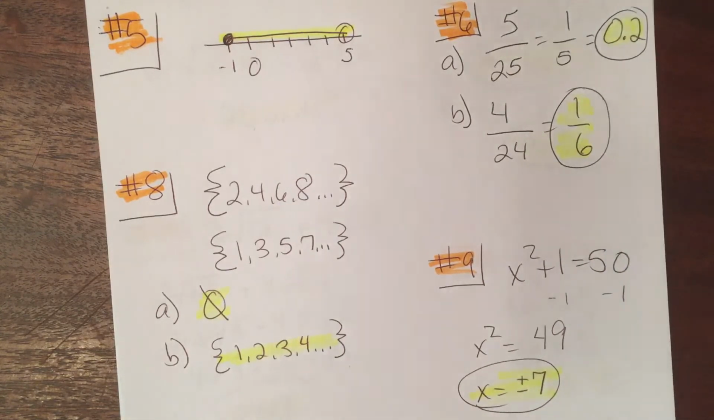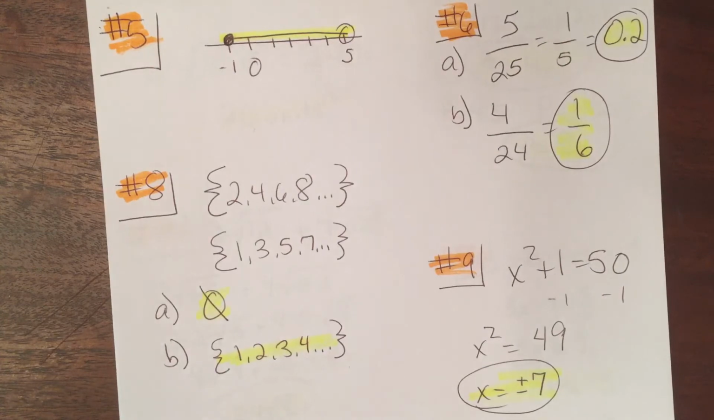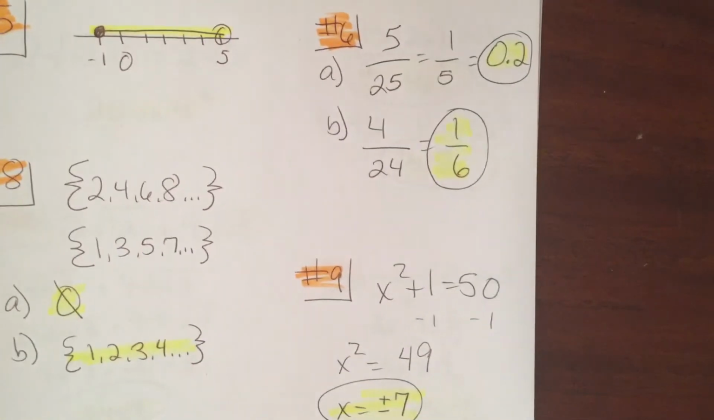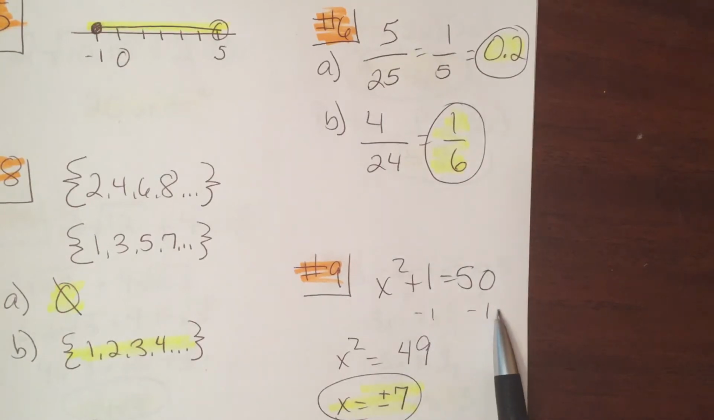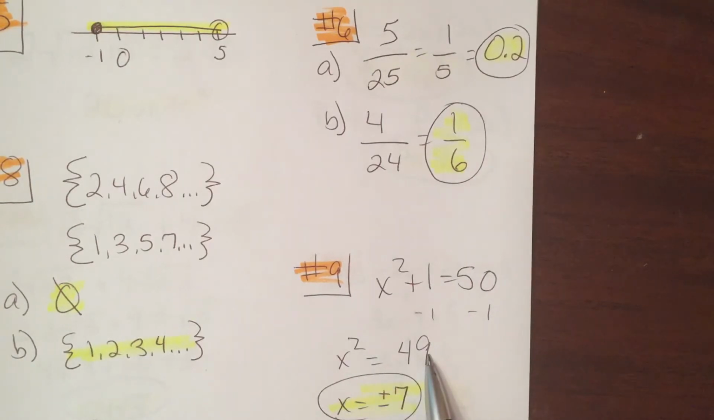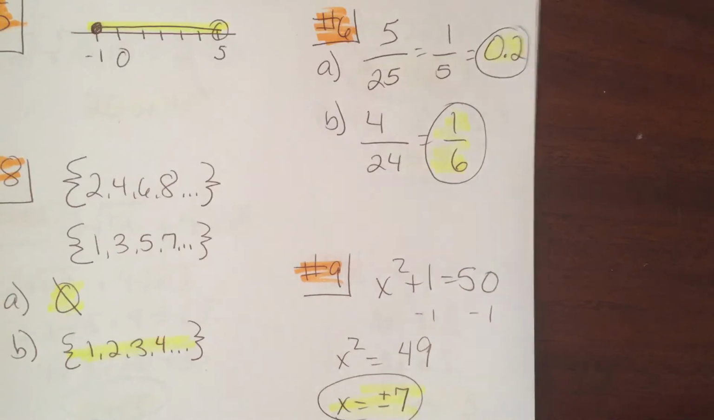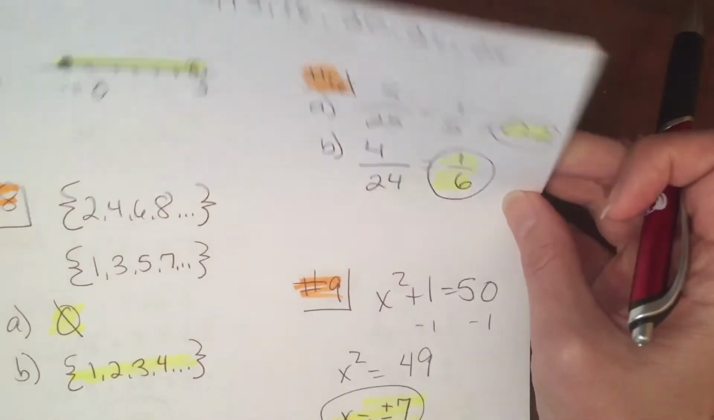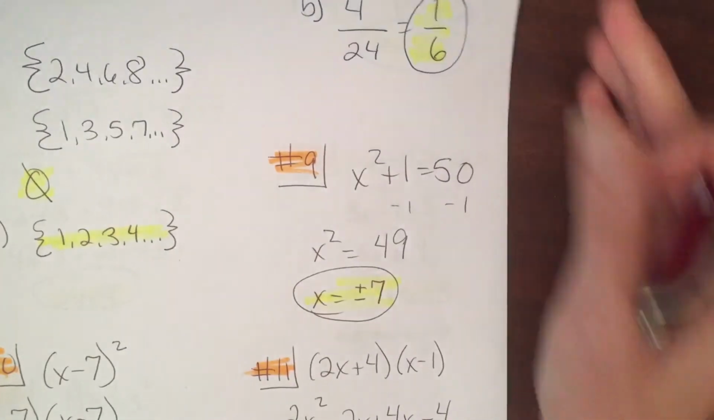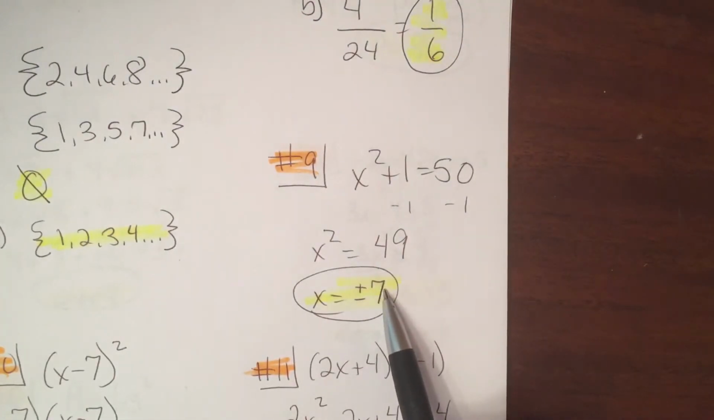Number 9 was from today's lesson. 2 solutions to this equation. X squared plus 1 equals 50. So I subtracted 1 from both sides. I got x squared equals 49. That means I had some number. I multiplied it times itself, and I got 49. Well, I could get 49 if I multiplied positive 7 times 7. I would also get it if I multiplied negative 7 times negative 7.